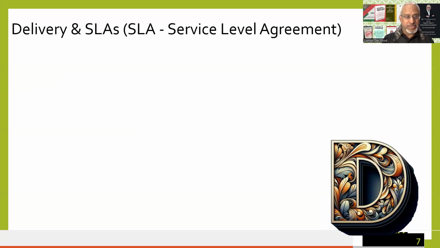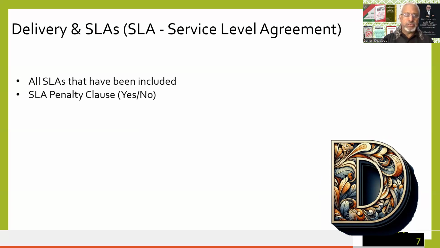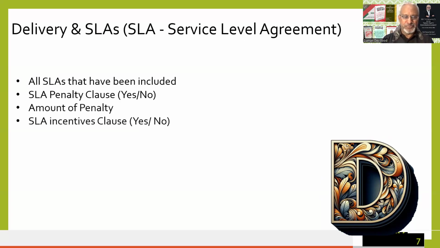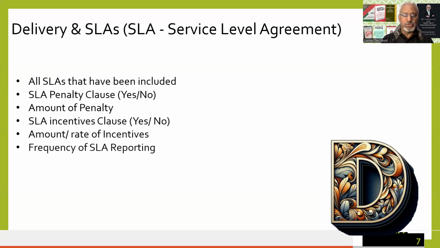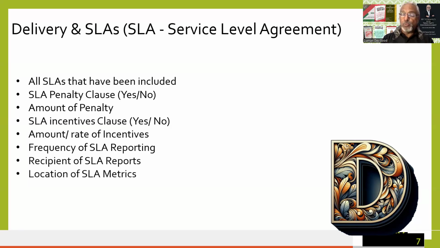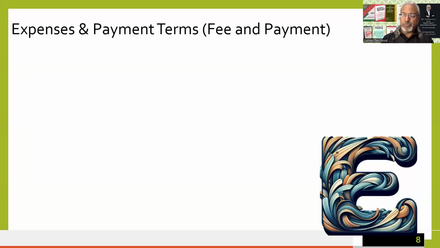D is delivery and SLAs. So all SLAs that have been included should be listed in the contract. Is there any penalty clause? Then what is the penalty? Are there any incentives for performing well? Then amount or rate of incentives also. What is the frequency of SLA reporting? Now, this is reporting, but this may also be monitoring at your own end. Who will receive the SLA reports? Where will these metrics be kept?